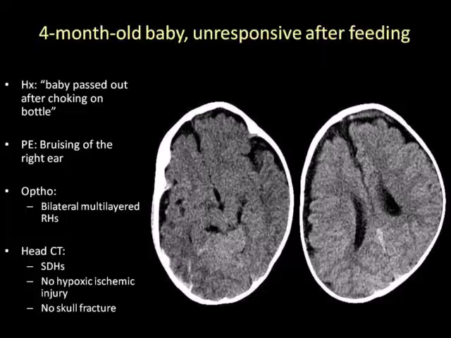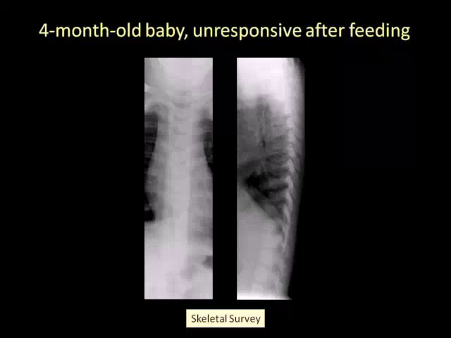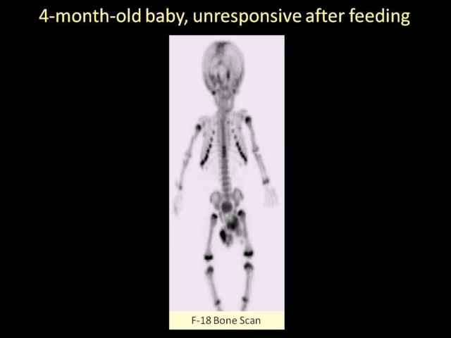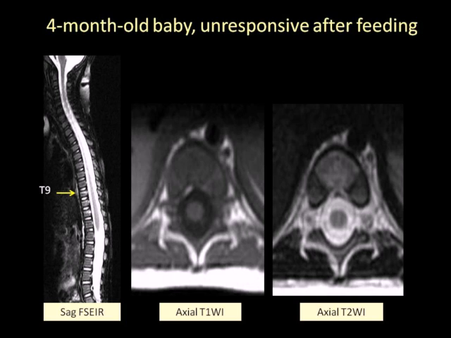There was no parenchymal injury and there was no skull fracture. We went on to do a skeletal survey. The skeletal survey revealed no fractures. But because there was a high suspicion of abuse, we went on to do an F18 bone scan. And the F18 bone scan, and this is a posterior view, showed increased uptake within the lower thoracic spine. We then went on to do an MRI examination, and that revealed simple compression fractures of T9, T10, and T11.